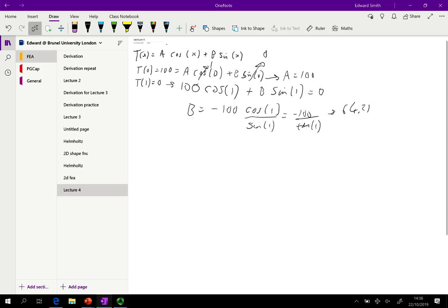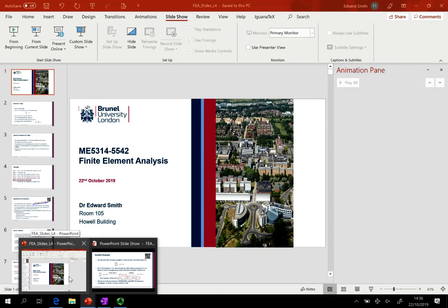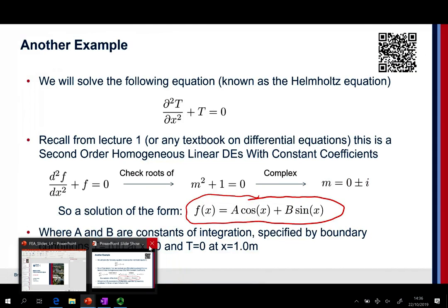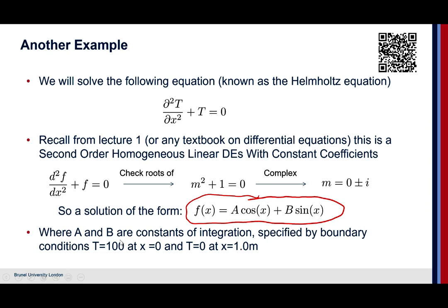But what you see if you plot this, and we'll come back to this later, is that this is not an entire cycle. In terms of a waveform, this wouldn't be a complete cycle. Essentially, it's not a harmonic solution to the equations of motion. But we'll come back to this.